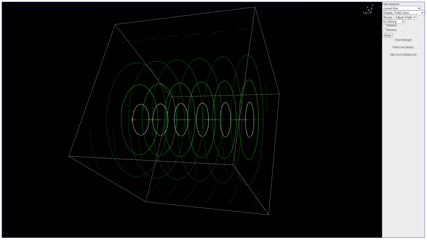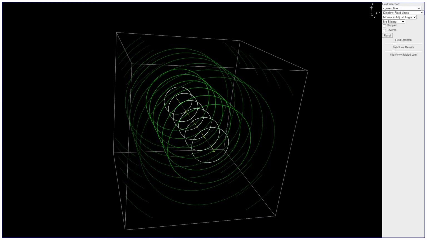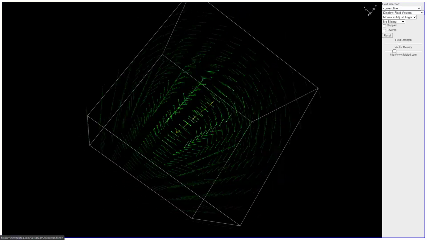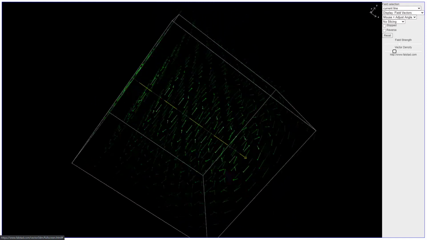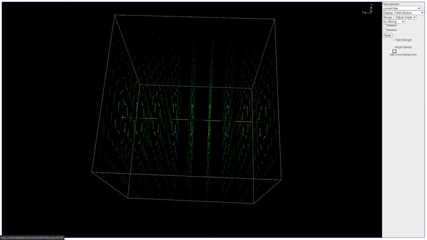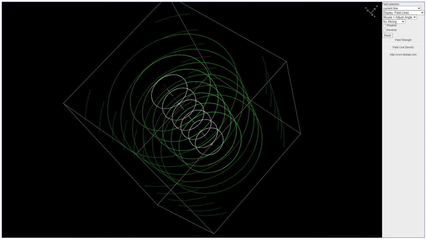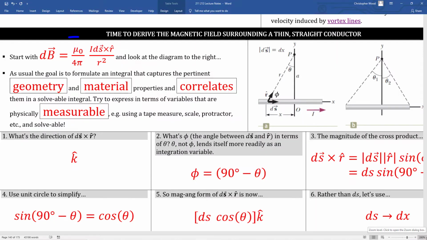This is what it looks like if I start the animation in 3 dimensions. This is what it looks like if I display magnetic field vectors, which are everywhere tangent to magnetic field lines. So again, field vectors and field lines. We're going to start here with our basic building block, Biot-Savart Law.